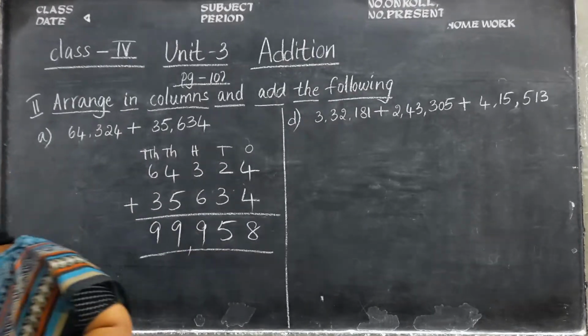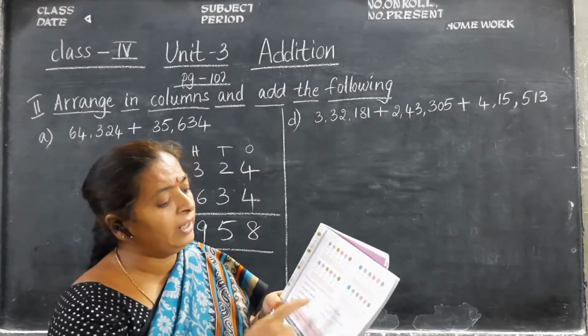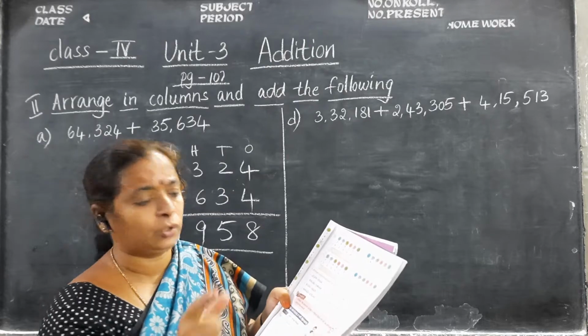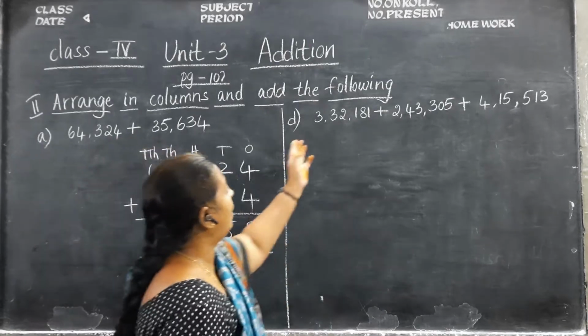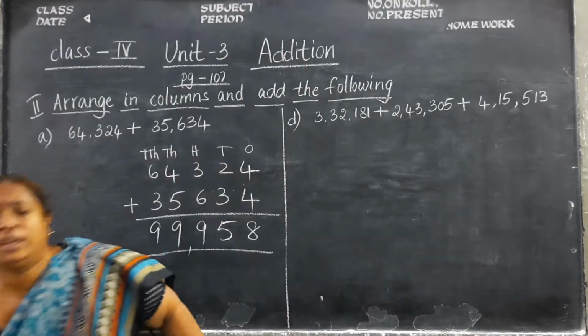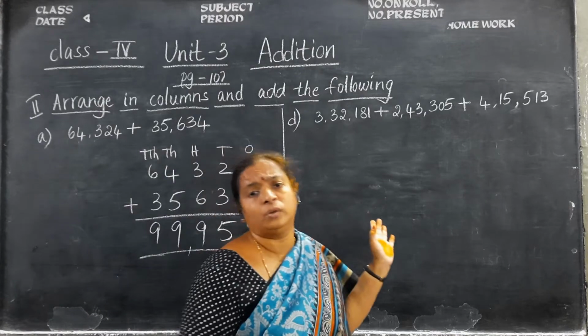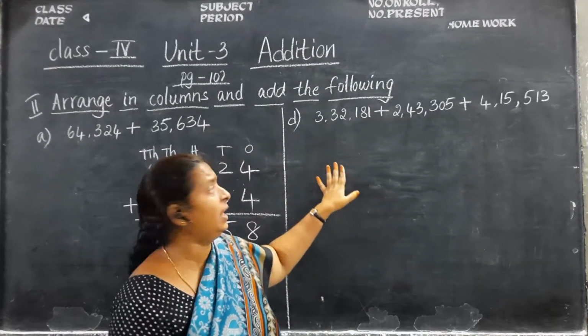Like this, they have given in B bit also, 2 numbers, in lakhs. In C bit also 2. But in D bit they have given 3 sets of numbers. B and C, do in the same pattern in your notes. And D, I will show you the D bit.